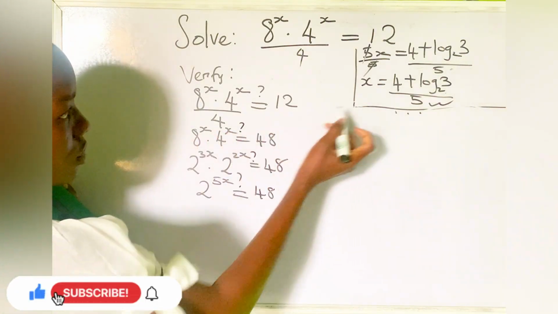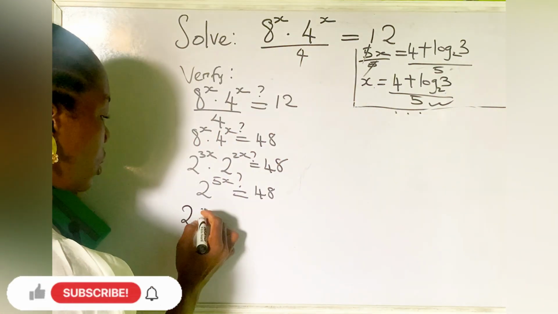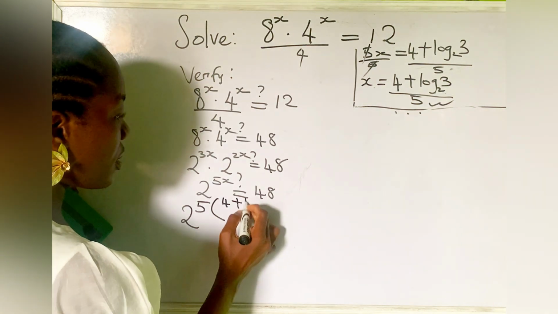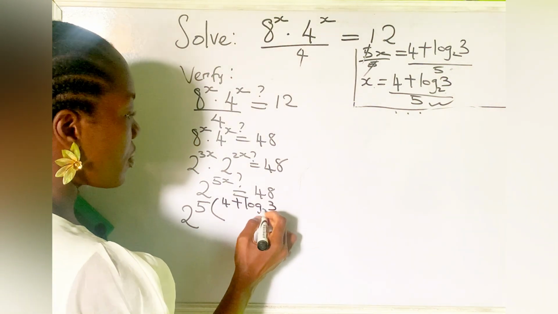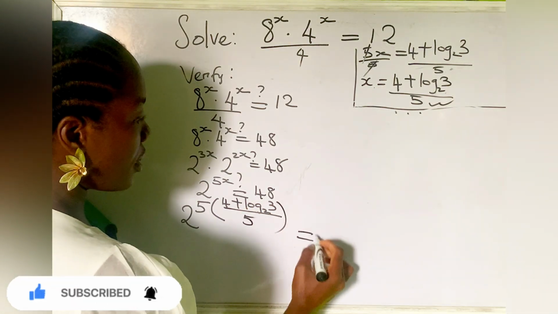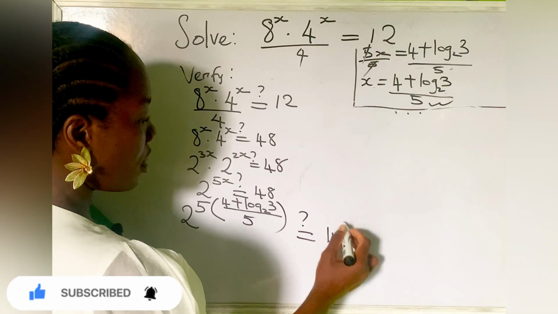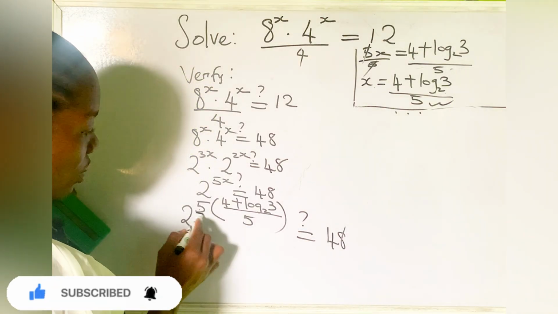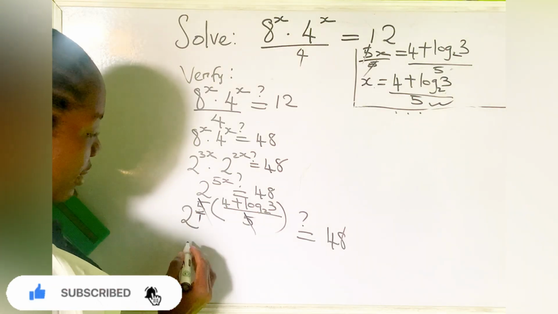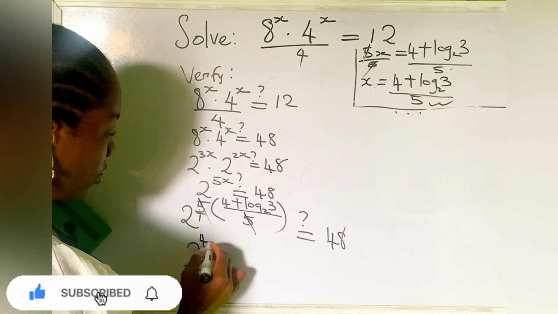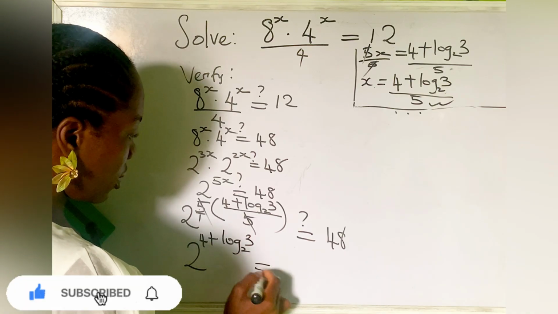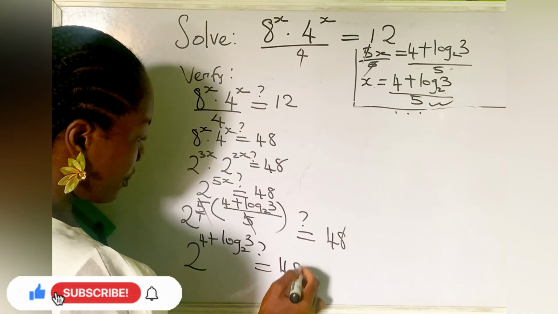Our value of x is what? This. So we have 2 to the power of 5, open bracket, 4 plus log 3 base 2 over 5. Is it equal to 48? Right? And this is the power. This is over 1. This is the power, and this is another one. This will cancel out. So I'm now left with 2 to the power of 4 plus log 3 base 2. Is it equal to 48?